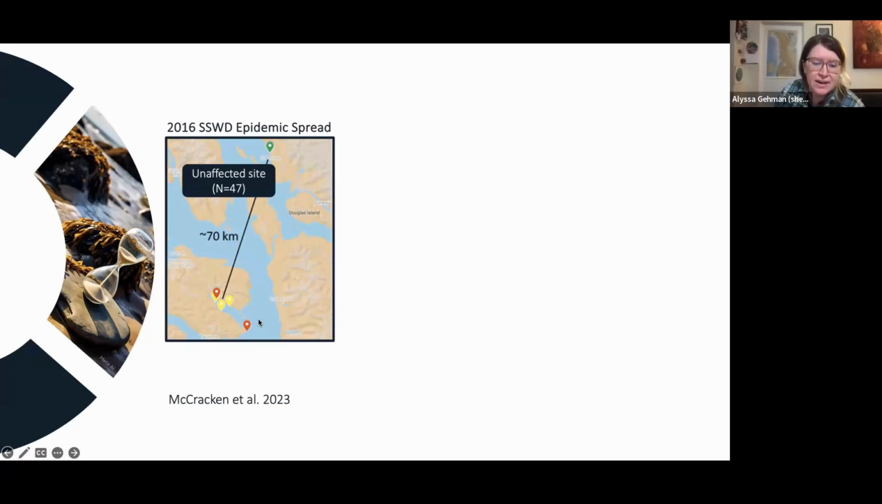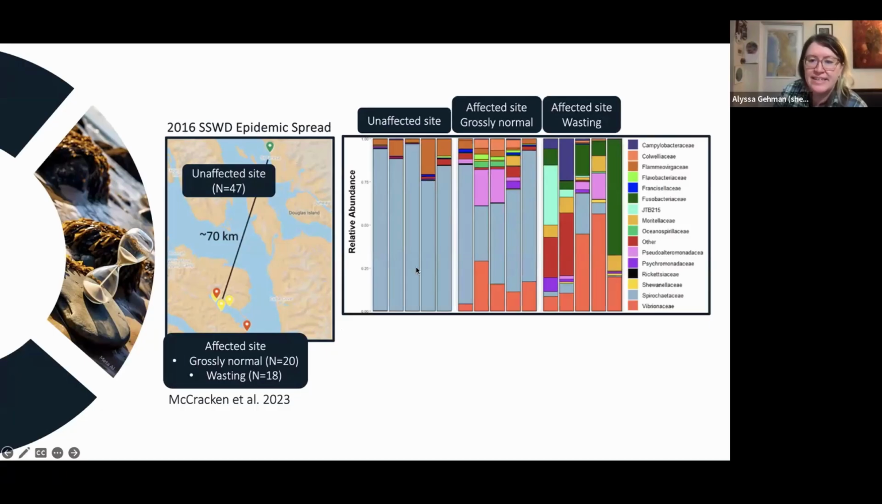But this was, to the best of our knowledge, the front end of the disease spread. So this was the time point where no one had seen any disease in sunflower stars in 2016 at this green site. So we consider that uninfected. The disease had not got there yet. But 70 kilometers south, we have wasting disease. And so then down here, we have, again, affected sites with grossly normal animals. Grossly normal just means the same as apparently healthy. It looks okay on the outside. And then ones that look like they're wasting. And so this is the work that they did.